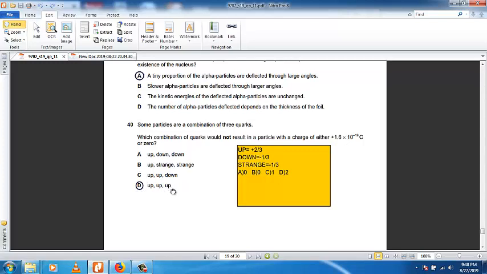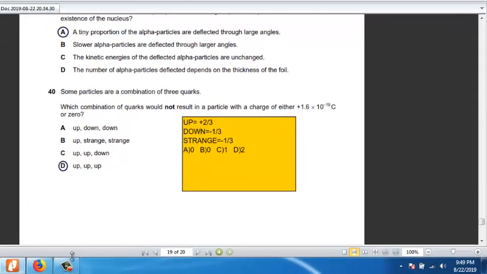So it would become positive 2/3, positive 2/3, positive 2/3. This adds up to 2 charges. So we only have an option of 1 or 0. So D cannot be the combination. So that's it. In the next video, I will be solving variant 12 of the same series, May-June 2019. Thank you.